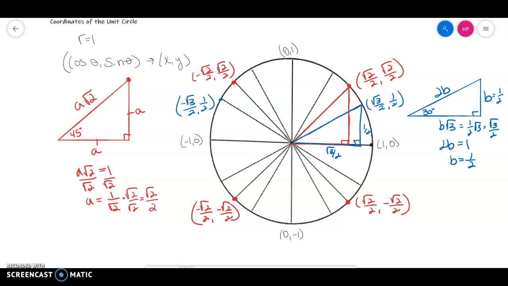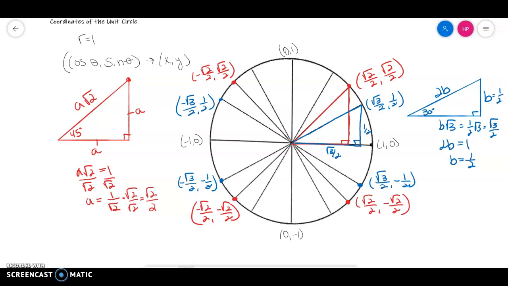If I went left and then down, it's the same thing. I'm going farther left than I am down, and they both just happen to be negative here. If I look in my fourth quadrant, I have a positive square root of 3 over 2, but I had to go down, and so that is a negative 1/2.